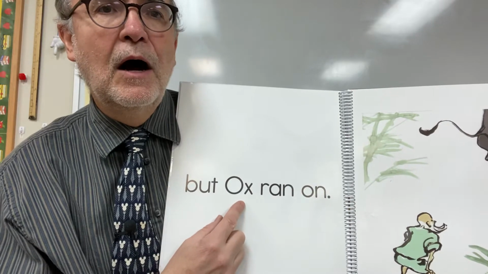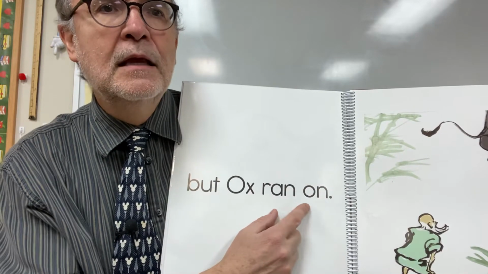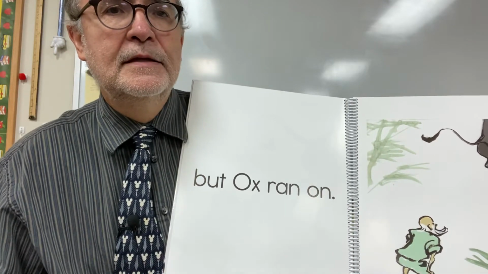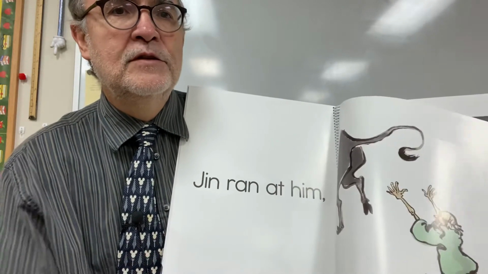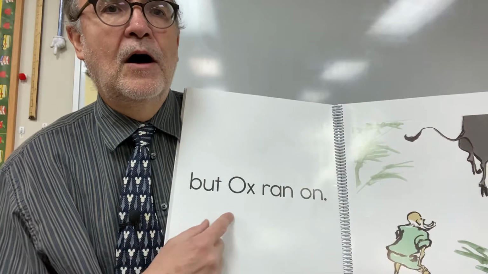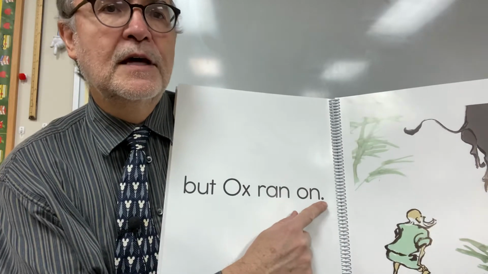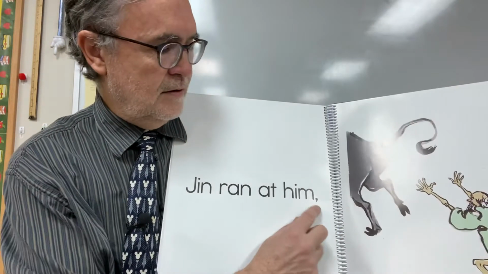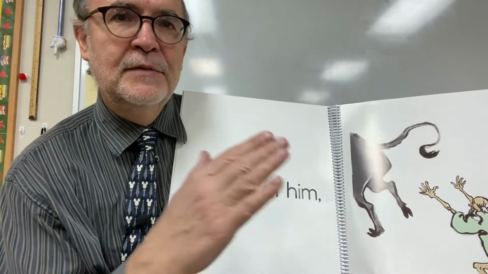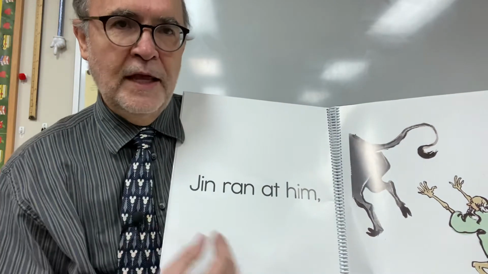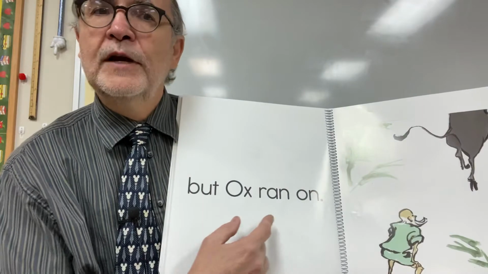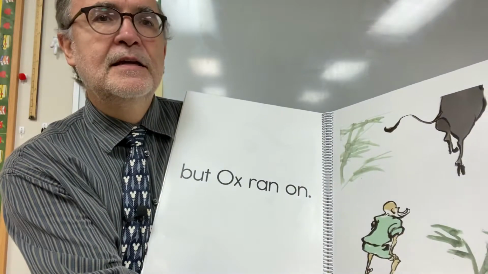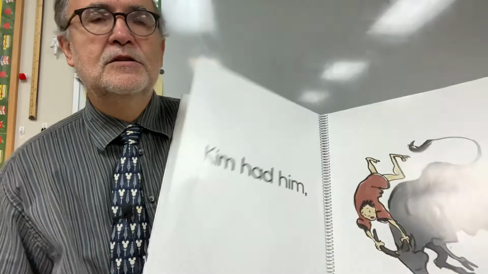But ox ran on. So we get this: Jin ran to him, but ox ran on. There's our stop sign, stop. Now, if you go back to this comma here, this comma is kind of like a yield sign. It means you slow down for a minute. Jin ran to him, but ox ran on. Hear that little pause? He's out of there. He is not going to help Jin out at all.